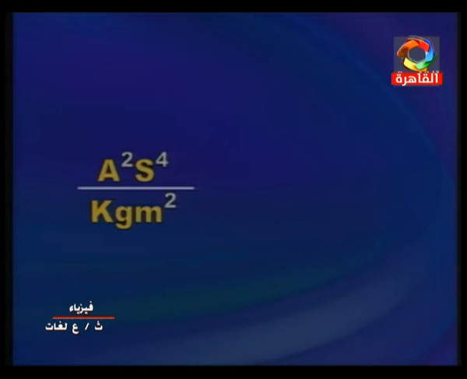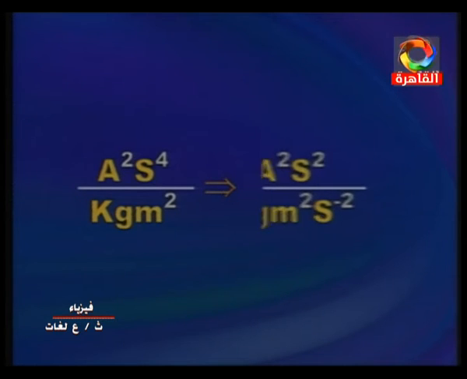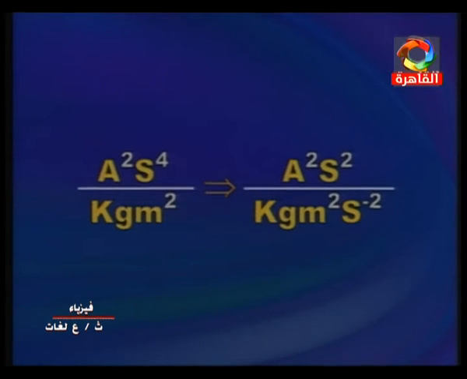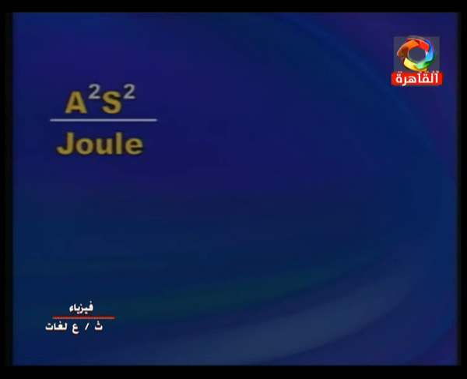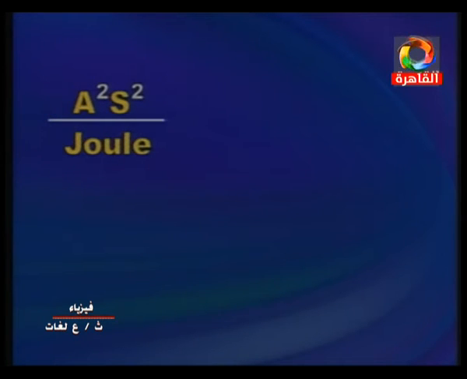Ampere squared, second to the power of 4 over kilogram meter squared. Yes, they can be written in the following way: ampere squared, second power 2 over kilogram meter squared, second negative 2. Your attention: kilogram meter squared, second negative 2 is the unit of work. It is joule. So it is ampere squared, second squared over joule.